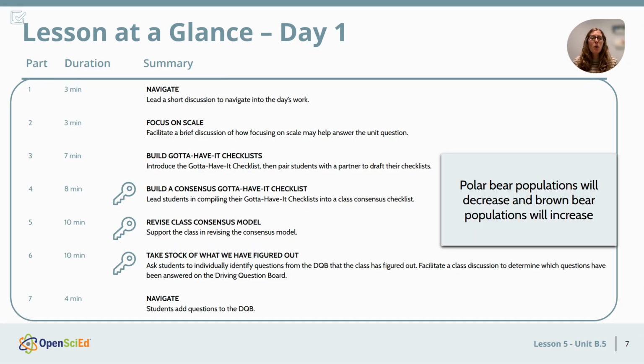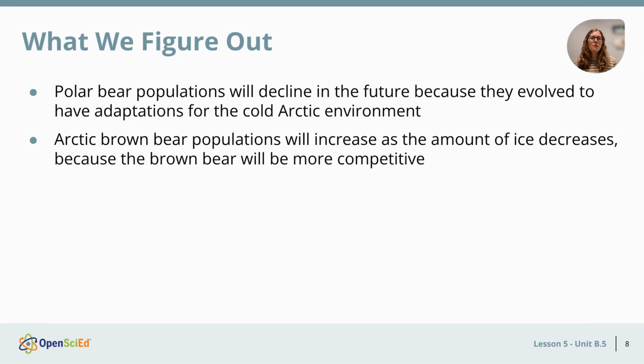Students are going to figure out that polar bear populations will decrease and brown bear populations will increase in the future. And we're wondering, will polar bears change and or adapt to the new environment? What we're figuring out from the entire lesson is that the polar bear populations will decline in the future because they evolved to have adaptations for the cold Arctic environment. They're not adapted to this warmer environment with less ice. And that Arctic brown bear populations will increase as the amount of ice decreases because the brown bears will be more competitive for food.